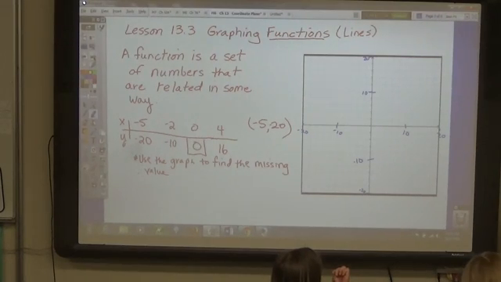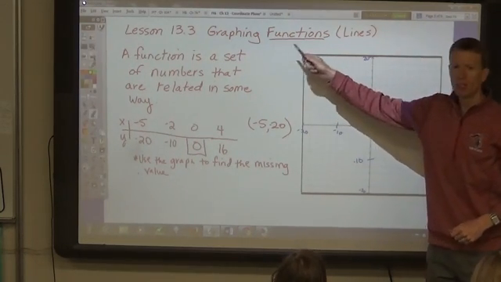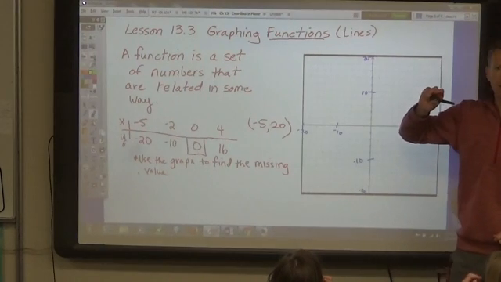Lesson 13.3, graphing functions. A function, that word, function, refers to points on a graph, okay?